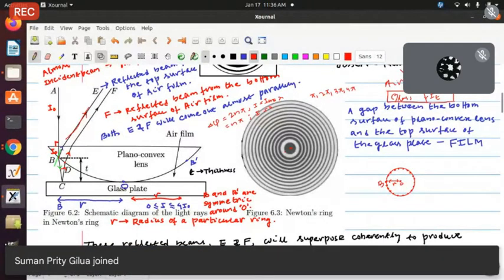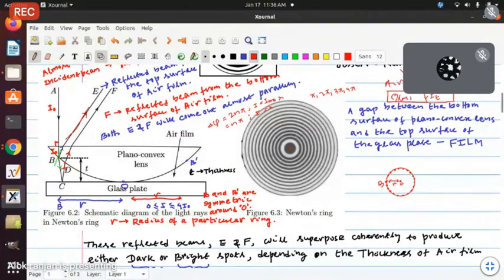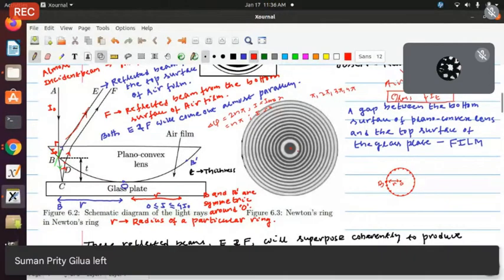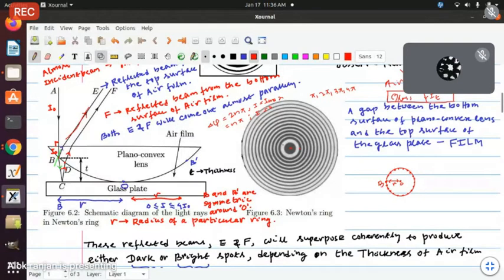So in short, the ring-like structure appears due to the symmetric nature of the air film around the point of contact O, and the alternative dark and bright rings appear because it is the consequence of interference. That means 2n pi bright spot, n pi dark spot. So now we understand why we have alternative dark and bright rings in Newton's rings.